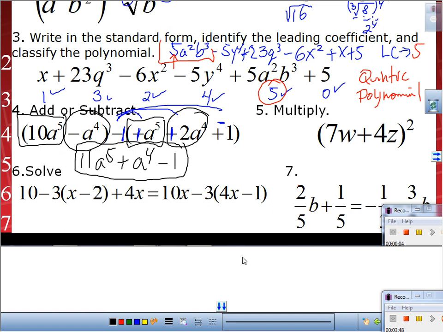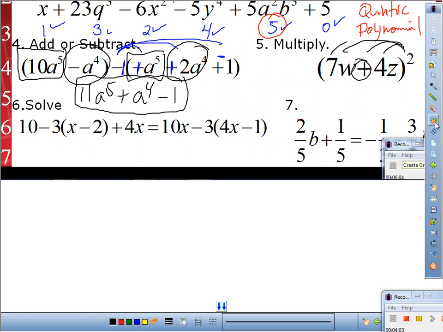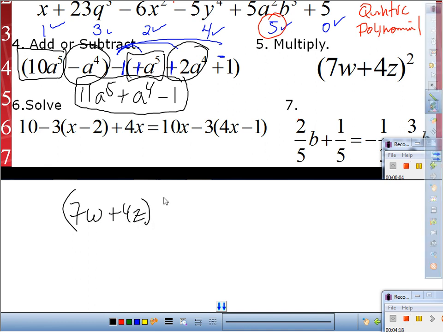Next, I'm going to do this one down here because people are still getting confused with this one. I don't know why. We cannot distribute like this. Why can't we? Because there's a what? A positive in there. So therefore, if we cannot distribute, then what do we need to do? We need to rewrite it and make 2 binomials. This becomes 7w plus 4z times 7w plus 4z.